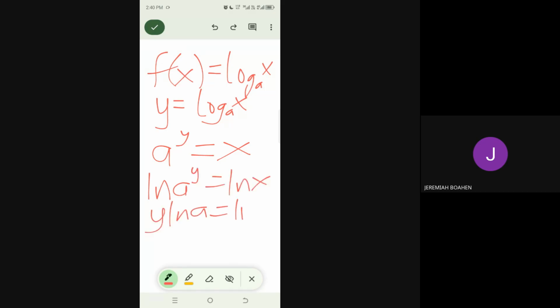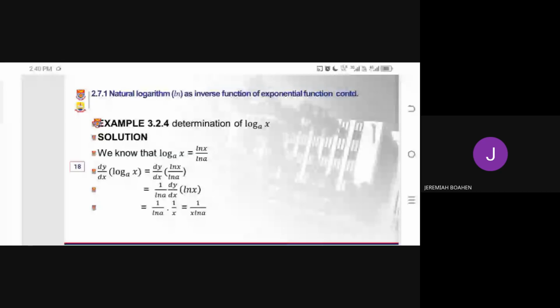You find ln of both sides. So this one, using indices, you have y ln a equals ln x. And then you find your y now becomes ln x over ln a. Before you can differentiate the log a. So when you get it like this, now you come and differentiate it. And then you have 1 over x ln a. Please, is it clear?